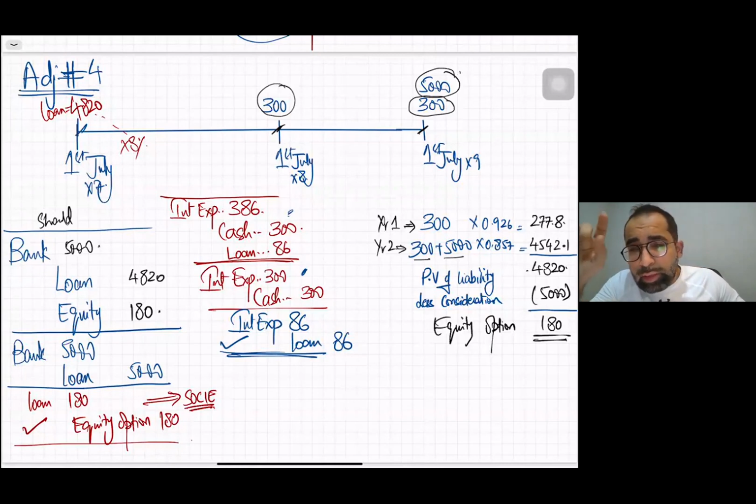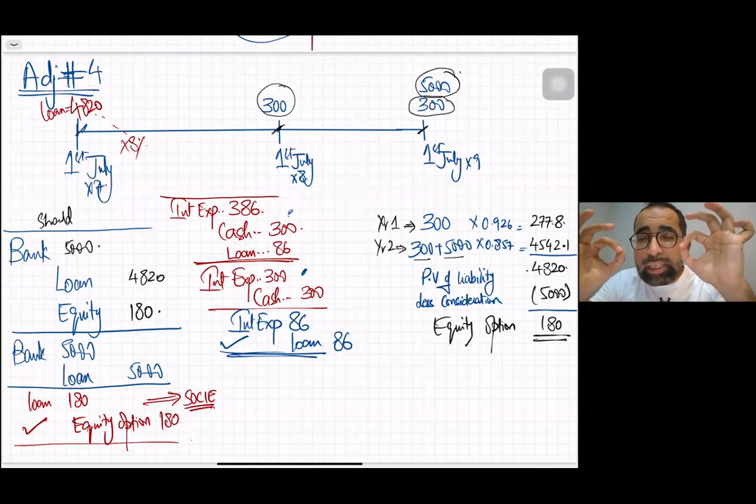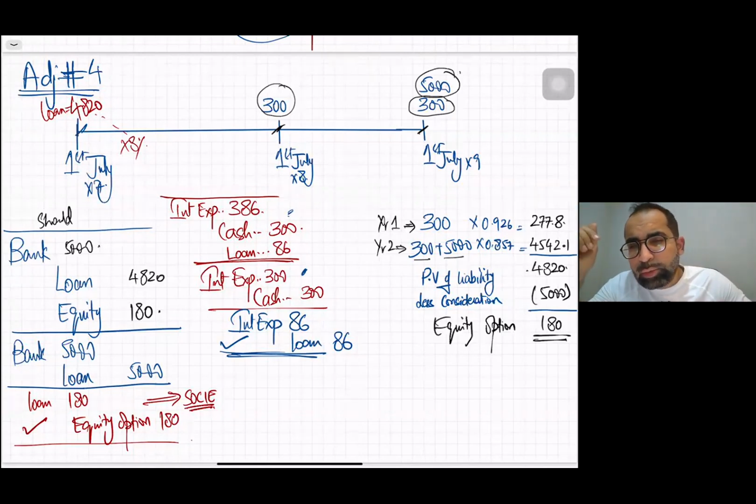And one more thing, no need to post anything in SOFP. The loan items you don't need to adjust, because you don't need to prepare SOFP in this question. So simply the income statement and SOCHI. Interest expense will be adjusted in the income statement, and that equity option will be adjusted in SOCHI. That's it.